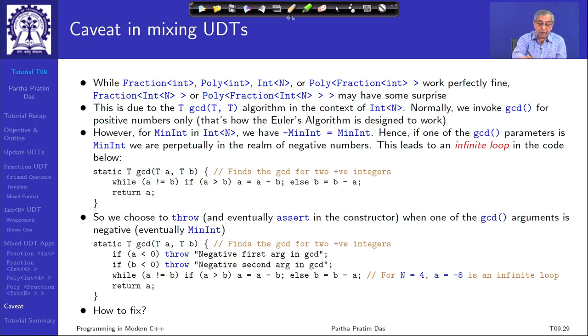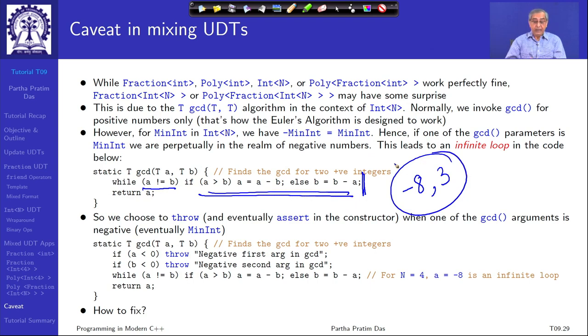So, the GCD algorithm, which is based on the fact that both parameters are positive, will not work at this line if one of the parameters is min int. If both parameters are min int, it will work, because this condition is violated and you get min int as GCD, which is correct. But if one parameter is min int, say in int 4, one parameter is 8 and another parameter is 3, then this actually will never work, because it will continue forever. It will keep on flipping, right. So, it will not work.